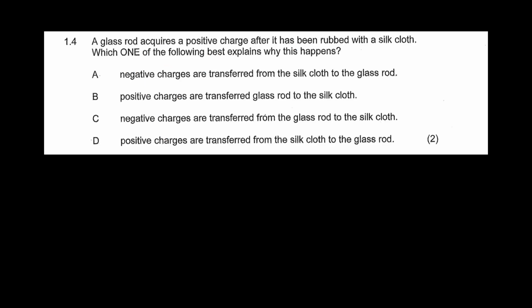Question 1.4. A glass rod acquires a positive charge after it has been rubbed with a silk cloth. Which one of the following best explains why this happens? Is it A, negative charges are transferred from the silk cloth to the glass rod? B, positive charges are transferred from the glass rod to the silk cloth? C, negative charges are transferred from the glass rod to the silk cloth? Or D, positive charges are transferred from the silk cloth to the glass rod?